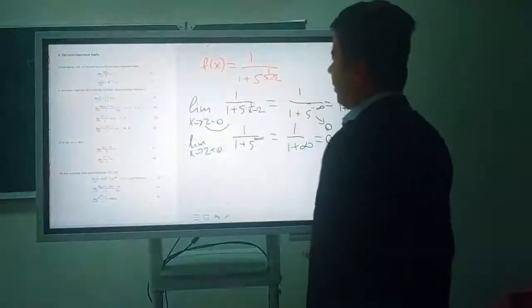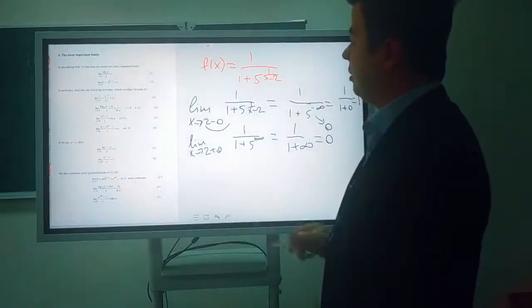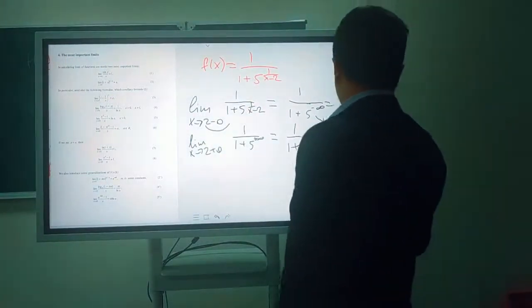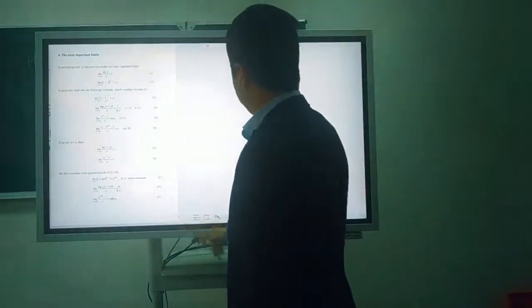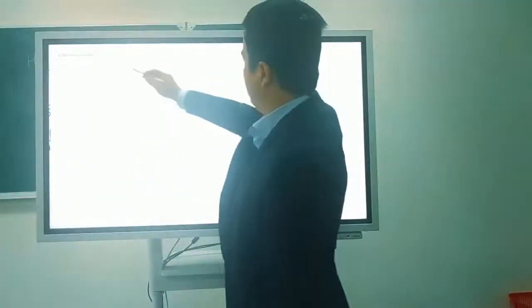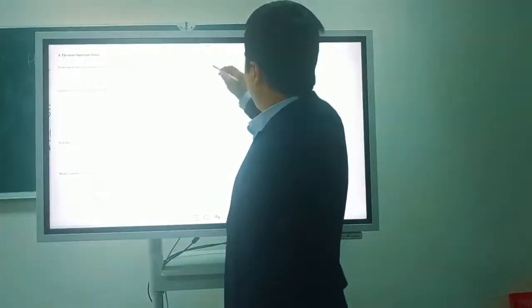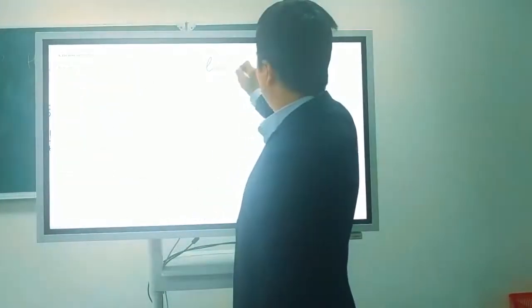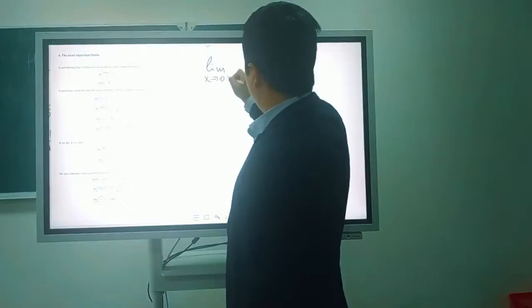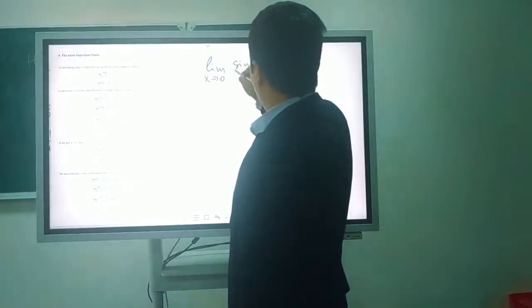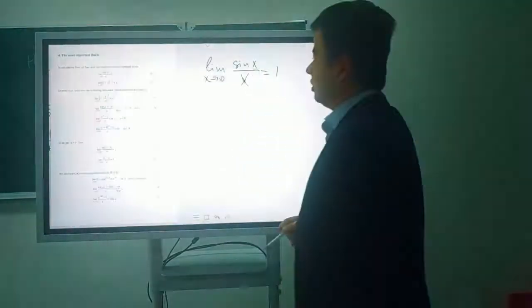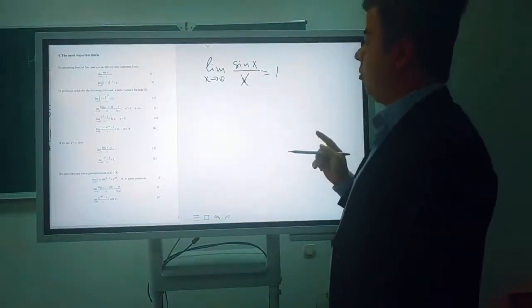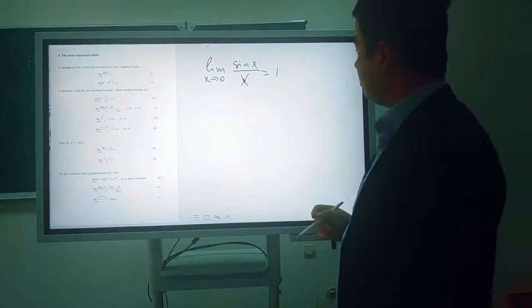So now we have the most important limits here. The first one is the limit of sine x over x as x tends to 0. This is 1. This is the first important limit.